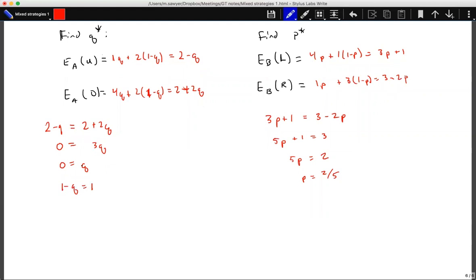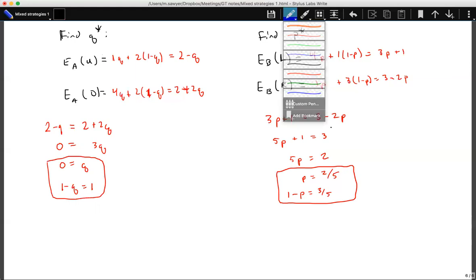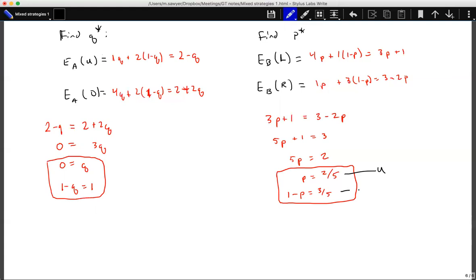So when we look at this, we get Q equals 0, so 1 minus Q equals 1. And 1 minus P equals 3/5. So we've got a strategy here where player A plays a mixed strategy. 2/5 of the time, player A will choose up, and 3/5 of the time, player A will choose down. However, none of the time, player B will choose left, and all of the time, player B will choose right.